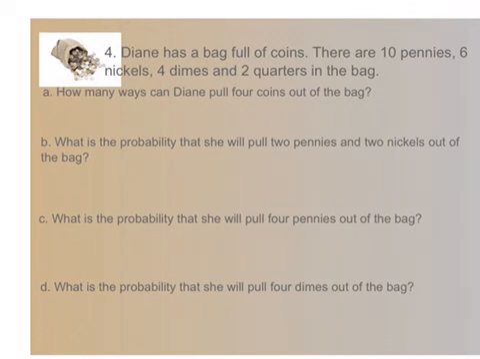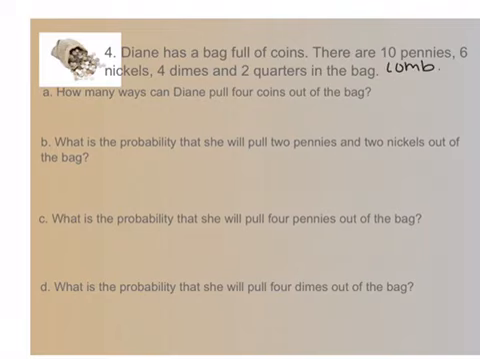So here's our last example for the day. It's example number 4. We have Diane. She has a bag full of coins. There's 10 pennies, 6 nickels, 4 dimes, and 2 quarters in the bag. How many ways can Diane pull 4 coins out of the bag? Well, since order doesn't really matter on how I pick them in this situation, we know this is going to be a combination.